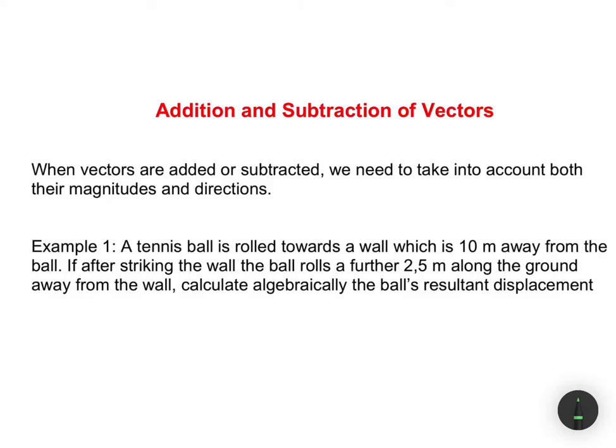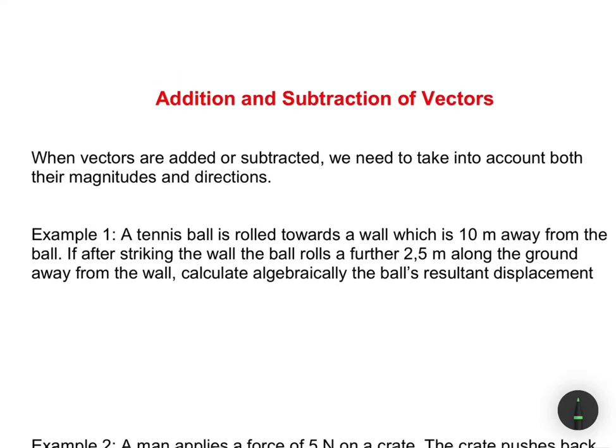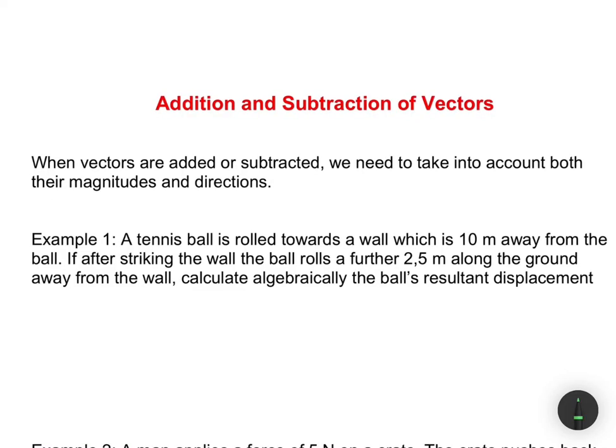So let's look at this first example here, example 1. Example 1 is saying that a tennis ball is rolled towards a wall which is 10 meters away from the ball. If after striking the wall, the ball rolls a further 2.5 meters along the ground away from the wall, let's calculate algebraically the ball's resultant displacement. So let's just have a sketch to conceptualize what we're talking about.